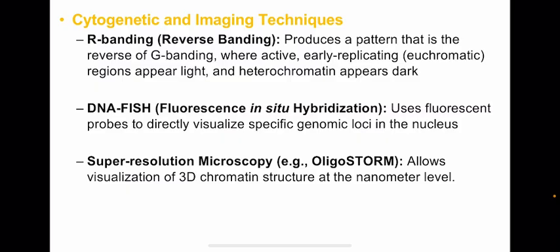The FISH is fluorescence in situ hybridization. This is very common in molecular genetics, right? FISH, the use of probes to detect a gene of interest. So we use fluorescent probes. You design a probe specific to your gene of interest and we use it to directly visualize specific genome loci in the nucleus. So the idea is whenever that particular probe binds to your gene of interest, it gives off a particular signal.